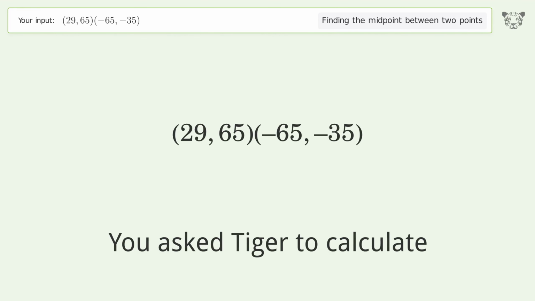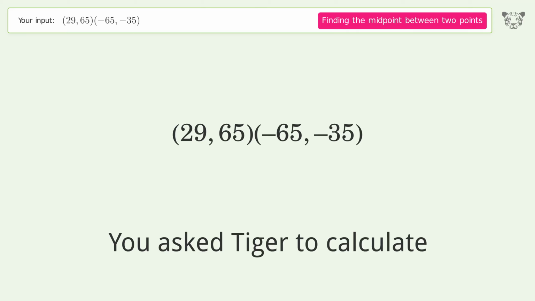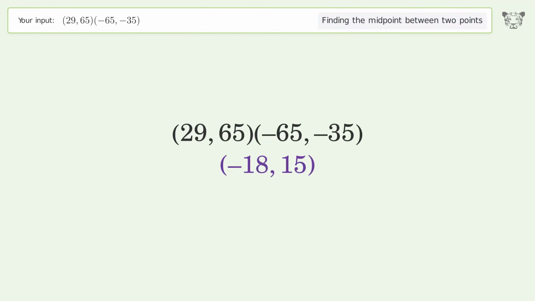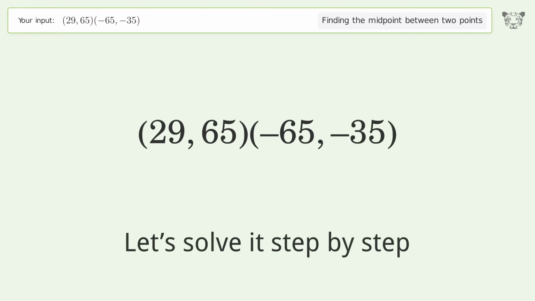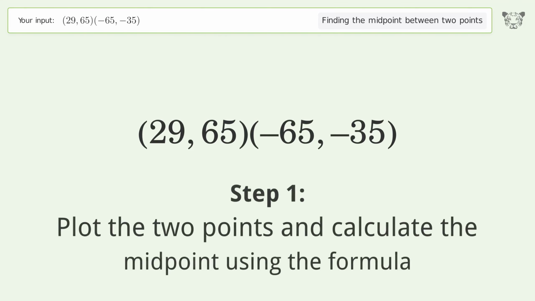You ask Tiger to calculate. This deals with finding the midpoint between 2 points. The midpoint between the 2 points is negative 18, 15. Let's solve it step by step. Plot the 2 points and calculate the midpoint using the formula.